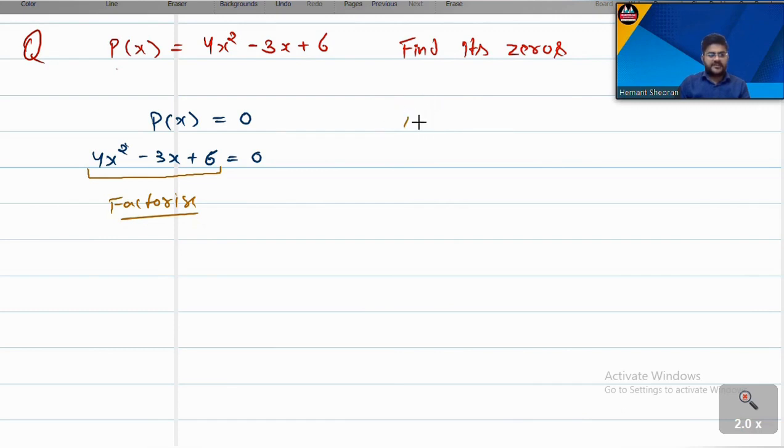Okay, let's try it out. First pair is 1 times 24, it will not work. Second pair is 2 times 12, it will also not work. 3 times 8 doesn't work. They both have to be negative, right? 4 times 6 doesn't work. So this pair doesn't exist over there, okay? So we have to change the equation a bit. Just go with this one now.